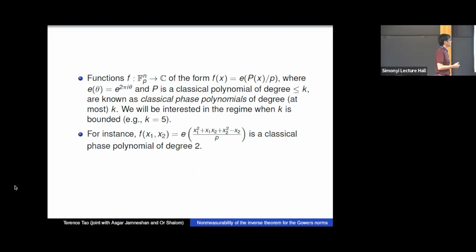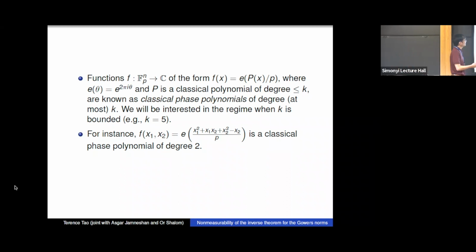We're interested more in analytical questions, so we will often convert these polynomials into complex valued functions by taking an exponential. So if you take a standard character, e of theta equals e to the 2 pi i theta, then any polynomial which takes values in the finite field F_p, you can turn into a function that takes values on the unit circle inside the complex numbers by dividing it by p to get a p-th root of unity, and then taking the exponential, to get a multiplicative p-th root of unity. Okay, and so such functions we will call classical phase polynomials of degree k.